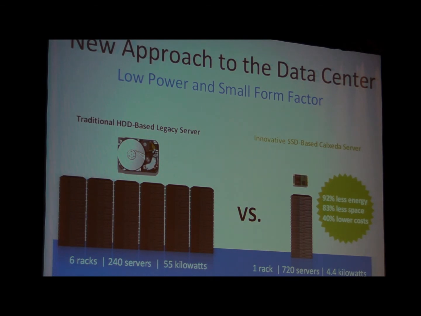So taking those 6 racks and shrinking them down to 1 rack, they're able not only to keep the same amount of computing power, but actually increase it, going from 240 servers up to 720 servers. That additional server capacity is accompanied by a huge reduction in power consumption, going from 55 kilowatts down to 4.4 kilowatts. So we end up with 92% less energy, 83% less space consumed, and 40% lower cost. All right, so you can see that a lot of people are working both on the data side and on the server side to address some of these challenges.